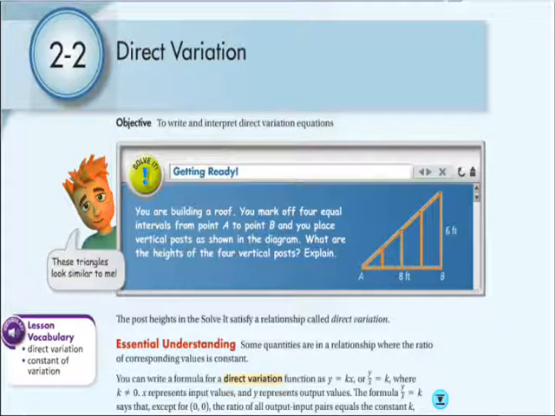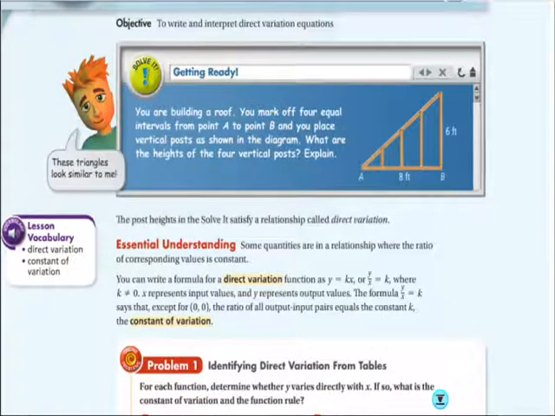So let's start with looking at direct variation. Some of you will remember that direct variation is very easily seen as this right down here: y equals kx, or y over x equals k, where k is not equal to 0. K is the constant of variation.